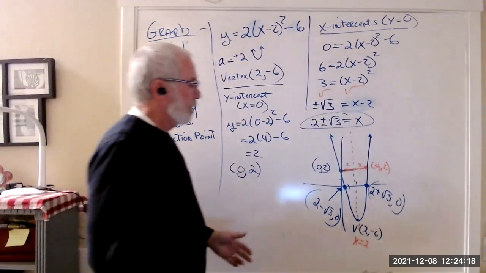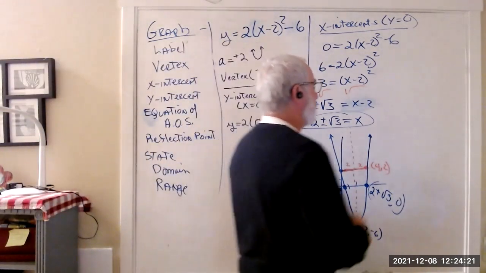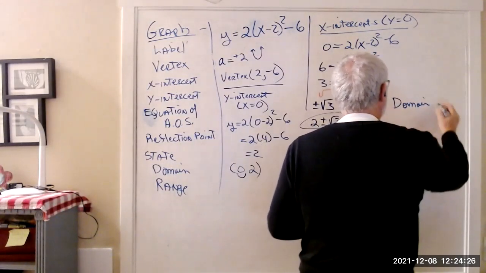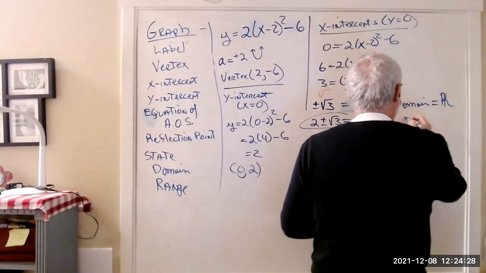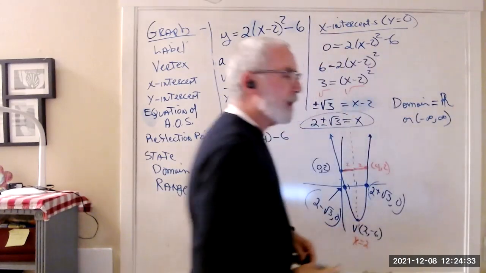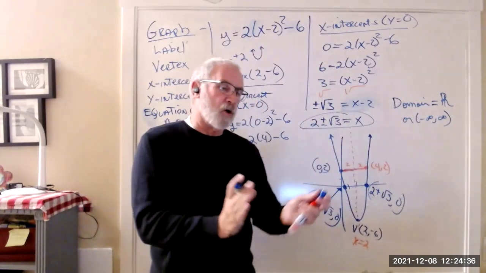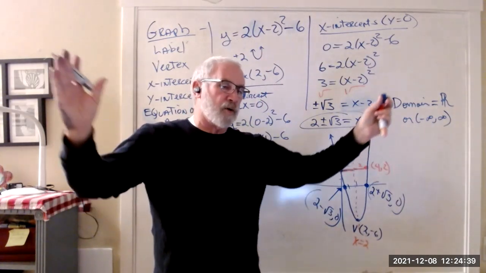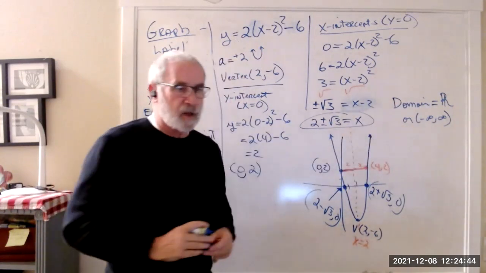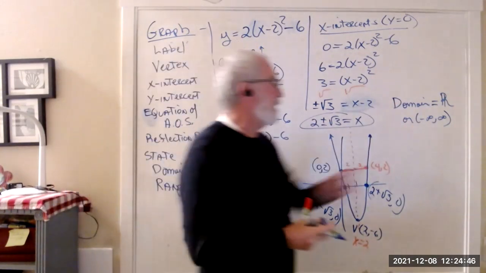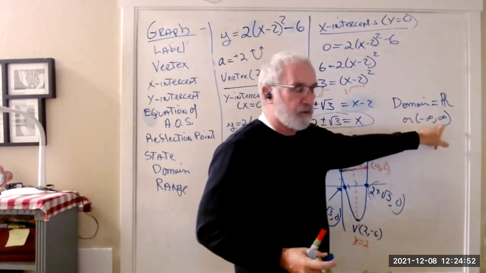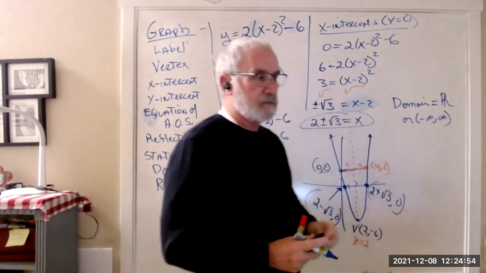Domain is all possible x's. I'm just going to write it down. Okay. The domain is all reals because this parabola ultimately opens up wider and wider, and so we're using all the x's on the number line. You have two ways of writing that, either a fancy scripted R, or you can say from negative infinity to positive infinity. That's the domain.